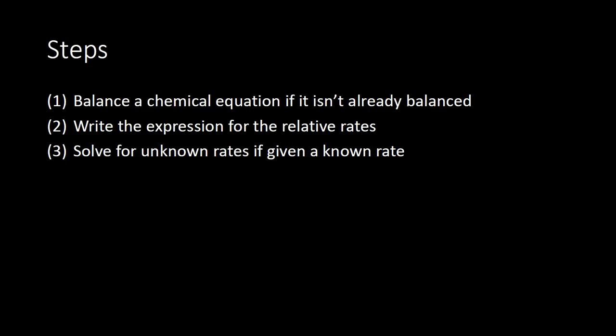Whenever you have relative reaction rates, there's usually 3 steps. The first step is balance the chemical equation you're given if it isn't already. The second step is to write that long expression of how all the different rates are relatively equal to each other. And then if you are given the rate of change for any one of those chemical species, solve for the rest.